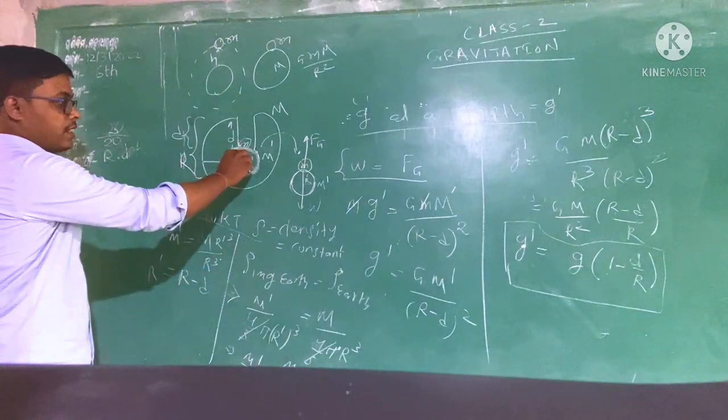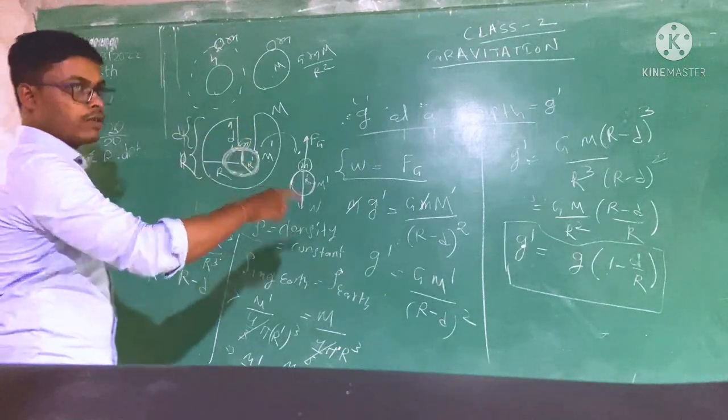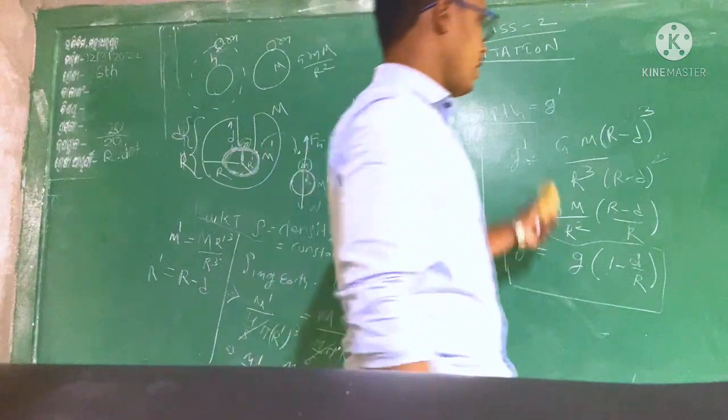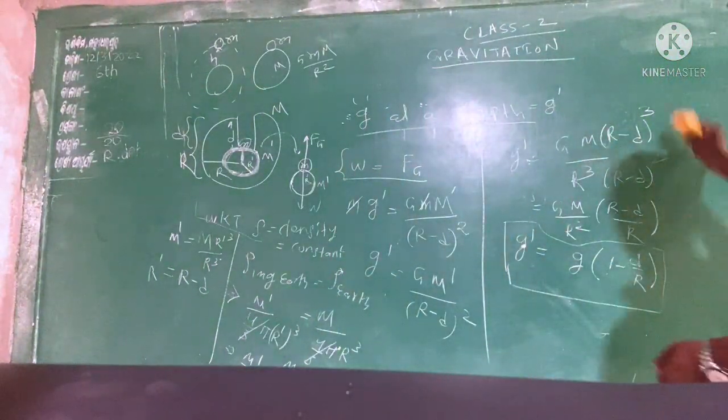This one is r dash. This is r. This is d. And this is r dash. So r dash equal to r minus d. You substitute here and calculate. Then you will get the acceleration due to gravity. Okay.